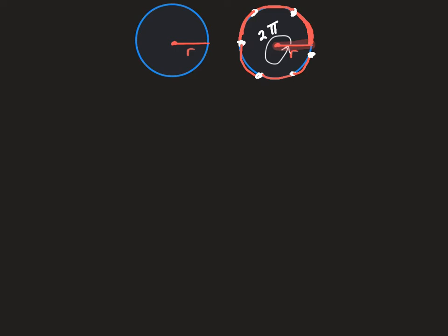So therefore, since 360 degrees is all the way around a circle, then 360 degrees is the same as 2 pi radii, or we're going to say 2 pi radians. And so these are our units of measurement, degrees and radians. And let's go ahead and think about that in another way as well.